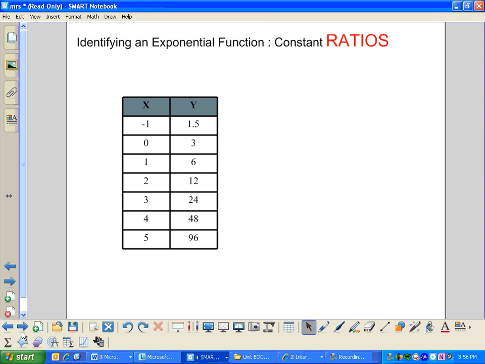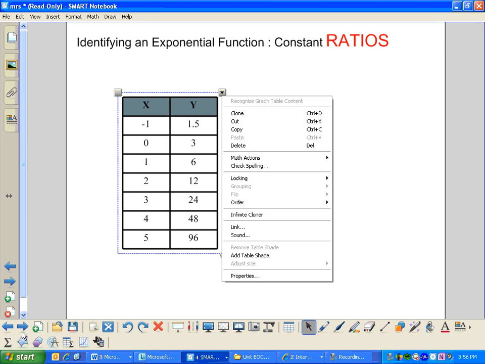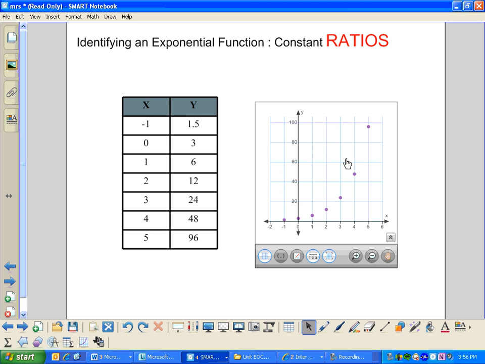Now this is an example of an exponential function. I'm just going to let you see what it looks like since I know you want to see it. Looks like this. That was wrong, sorry. It's kind of going down.